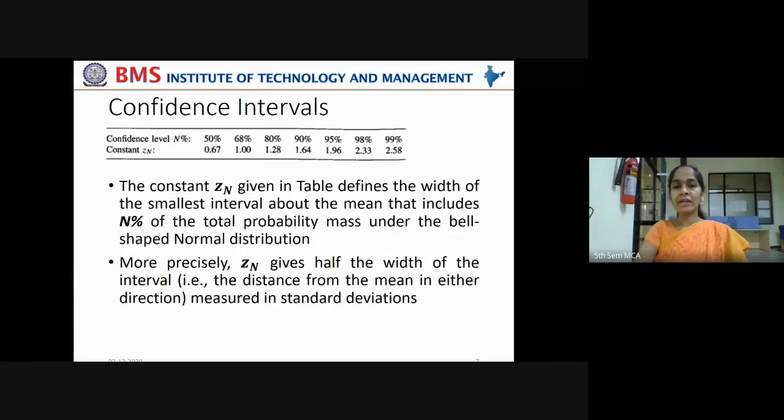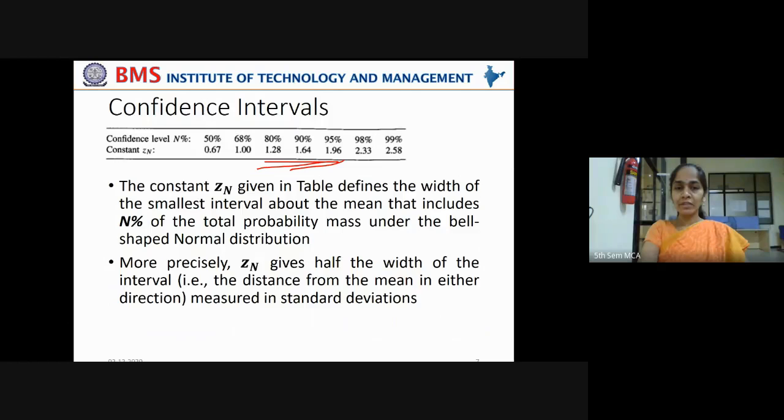Now the constant Zn given in this table, we know this table, right? For specific confidence levels, what would be the value of Z? Those Z values are given here. I told you this kind of table is available on Google. You can just type Z score table and you'll be able to find all the Z scores for given confidence intervals. Here, a simple part of the table is taken for 50% confidence interval, for 68%, 80%, 90%, and so on. What would be the critical value that has to be considered? Those Z score values are given here.